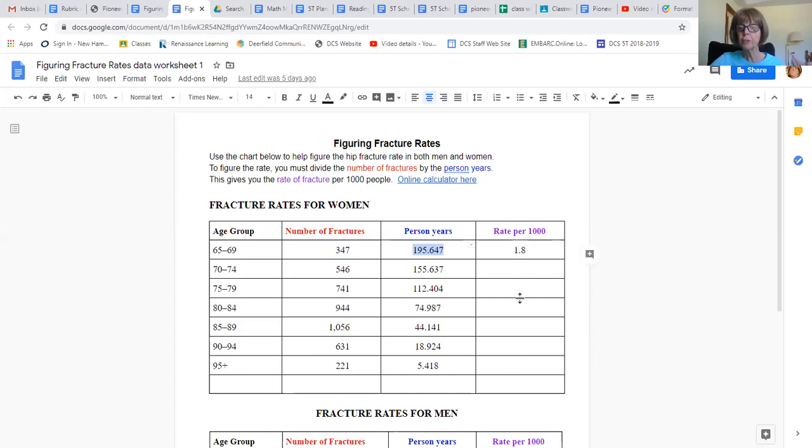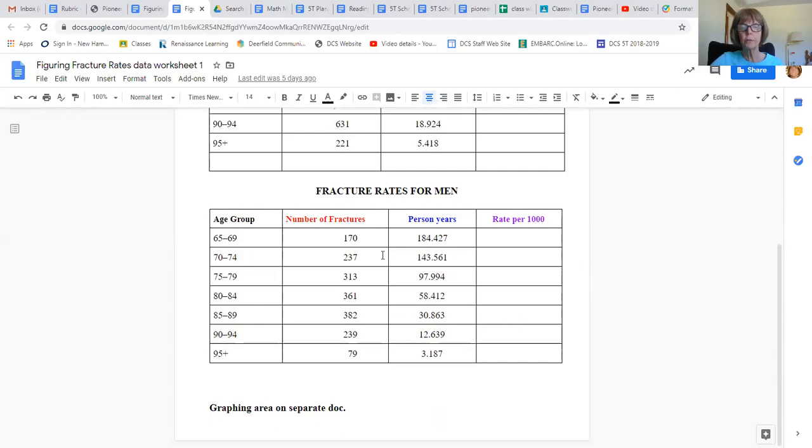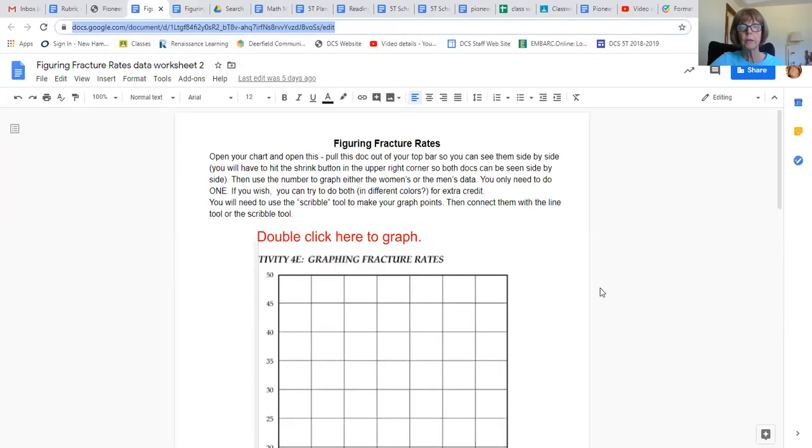You are going to finish this column by taking this next number, 546, divide by the person years, and round. So once you go through all of the women, you go down to the chart and you do the same for the men. You take the number of fractures, divide by the person years, and then put that number in here, rounded to the tenth place. Then you go to your second document here, which is figuring fracture rates for graphing.